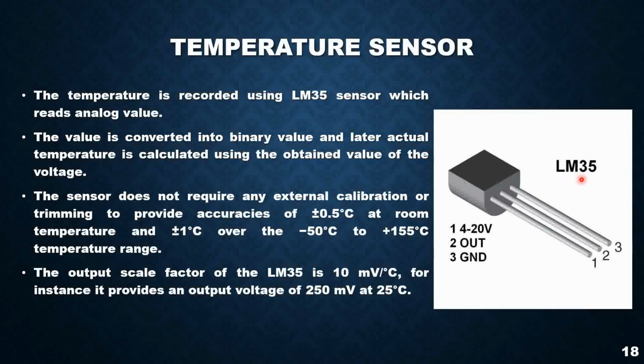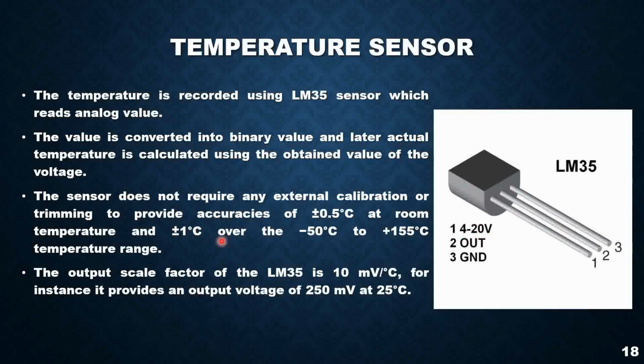It is a 3-pin device which records the temperature value directly from the nature, which is analog. The analog value is then converted into binary value, and actual value of temperature is calculated using the obtained voltage. It does not require any external calibration, and what we need to do is just supply the input voltage in the range of 4 to 20 volt to its pin 1, and it provides the required output.